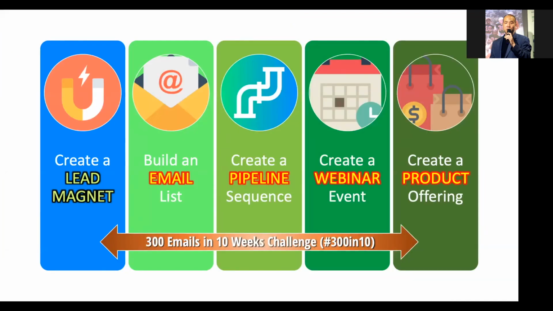All right, so the main components of this challenge are obviously to create a lead magnet, to build an email list, and to create an email campaign or a pipeline to engage with people who opt into your lead magnet. We want to create a webinar event as a launch for selling your product, whether it's a prime offer or a minimum viable product, it doesn't really matter. And we also want to create our product offering. Okay, so how do all of these pieces sequence together?